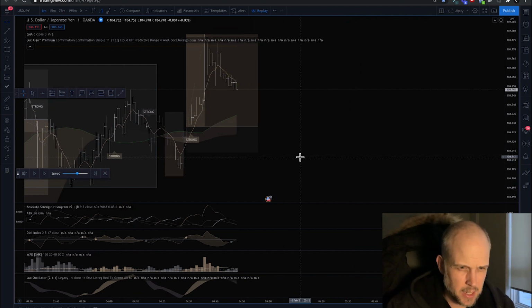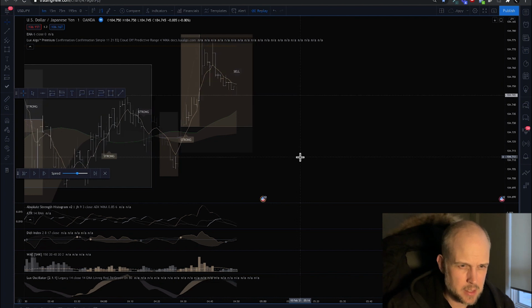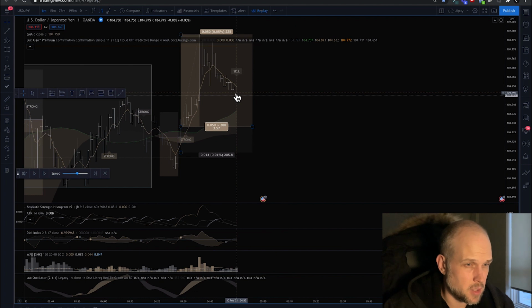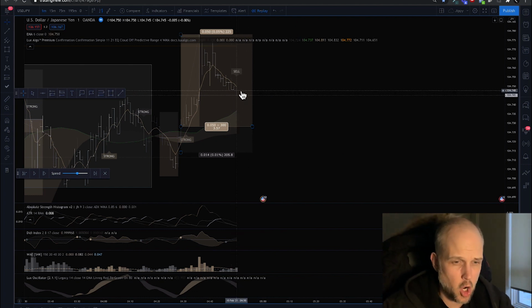But I'm not crossing a line yet. I would like to see a pullback if I could. All right, so did this open above? It opened, okay, tie goes to the runner. So it opened on the line.